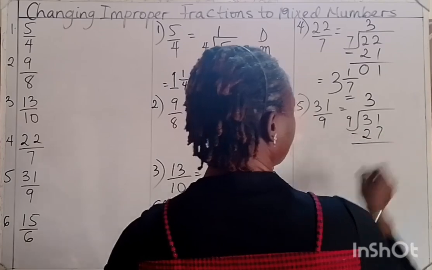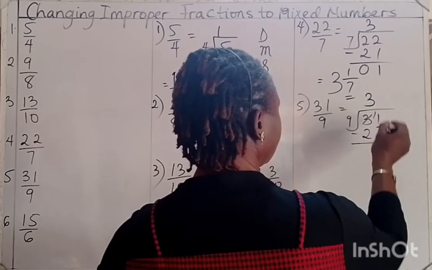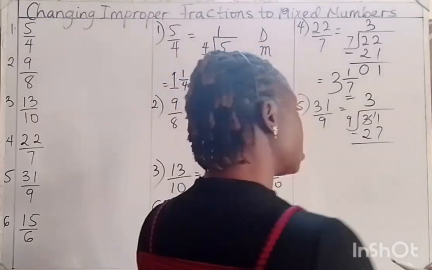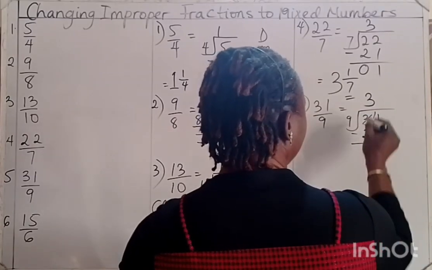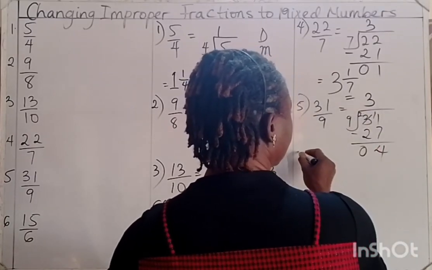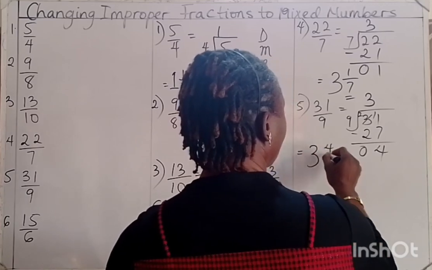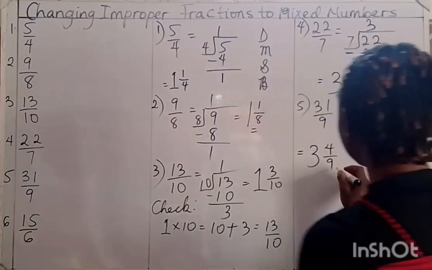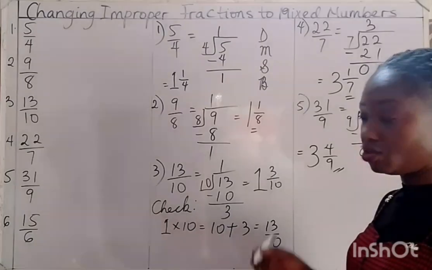Then we subtract, right? 31 minus 27 is 4. And then the answer is 3 wholes, 4/9. And that's the final answer for question 5.